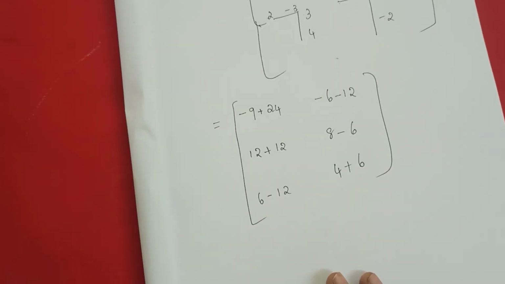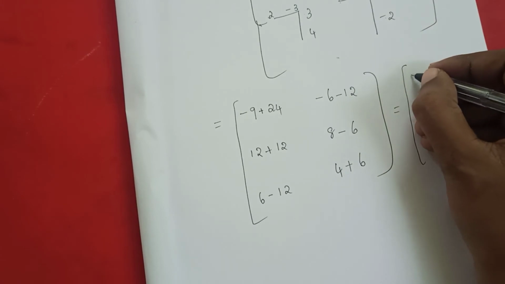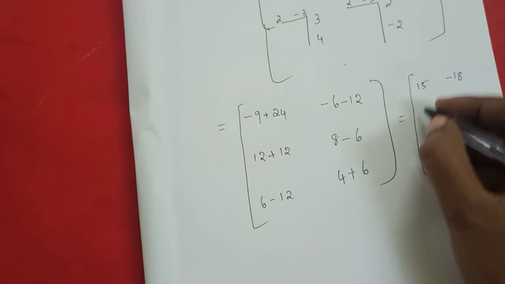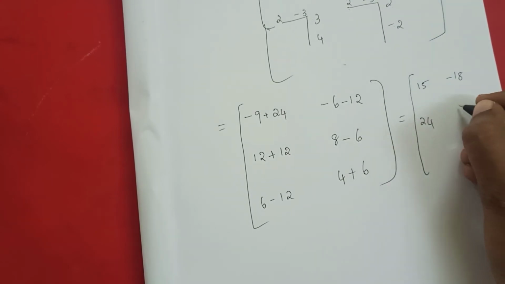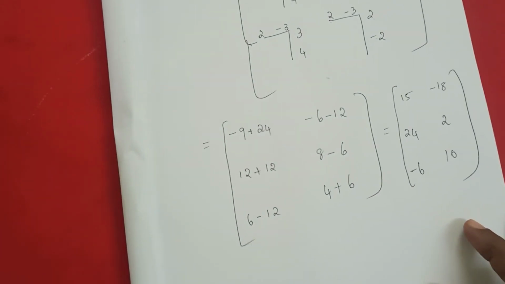Okay. Now you can subtract. Minus 9 plus 24 means 15. Then this one is minus 18. Then 24. Then 2. Minus 6. Got it? So you keep it in mind.